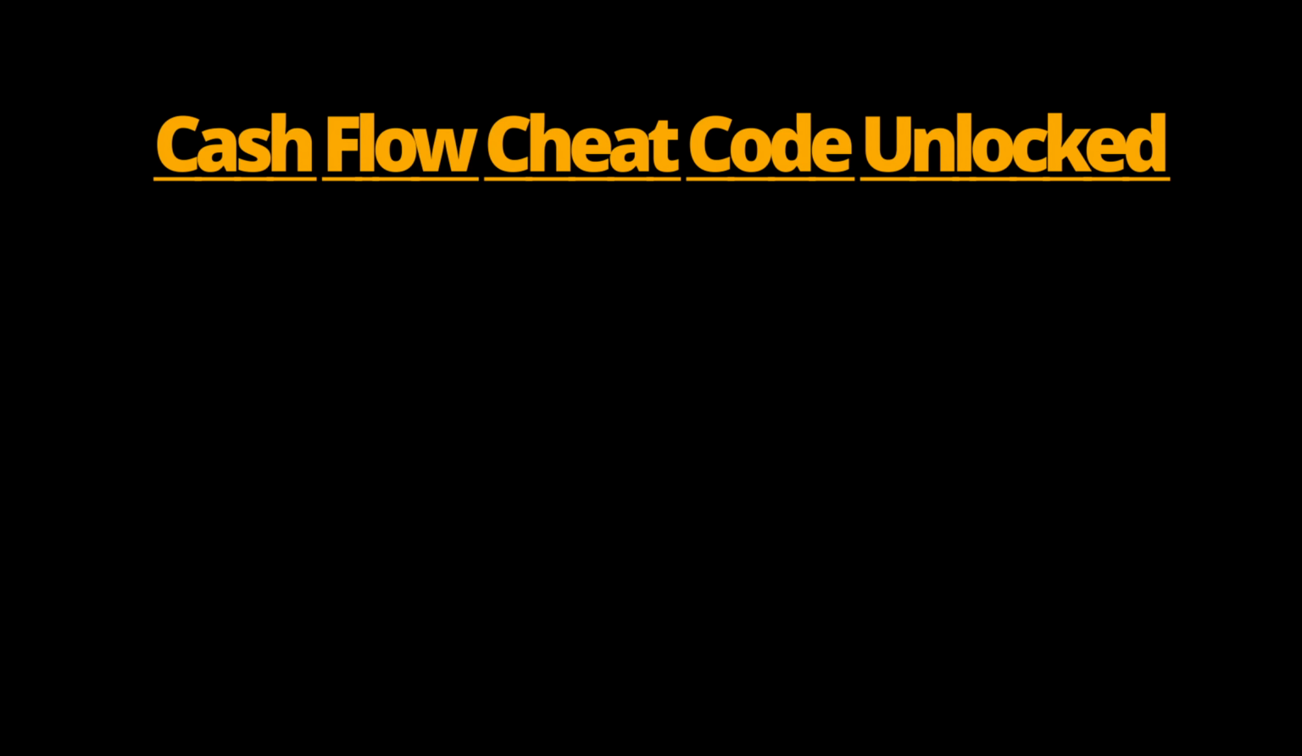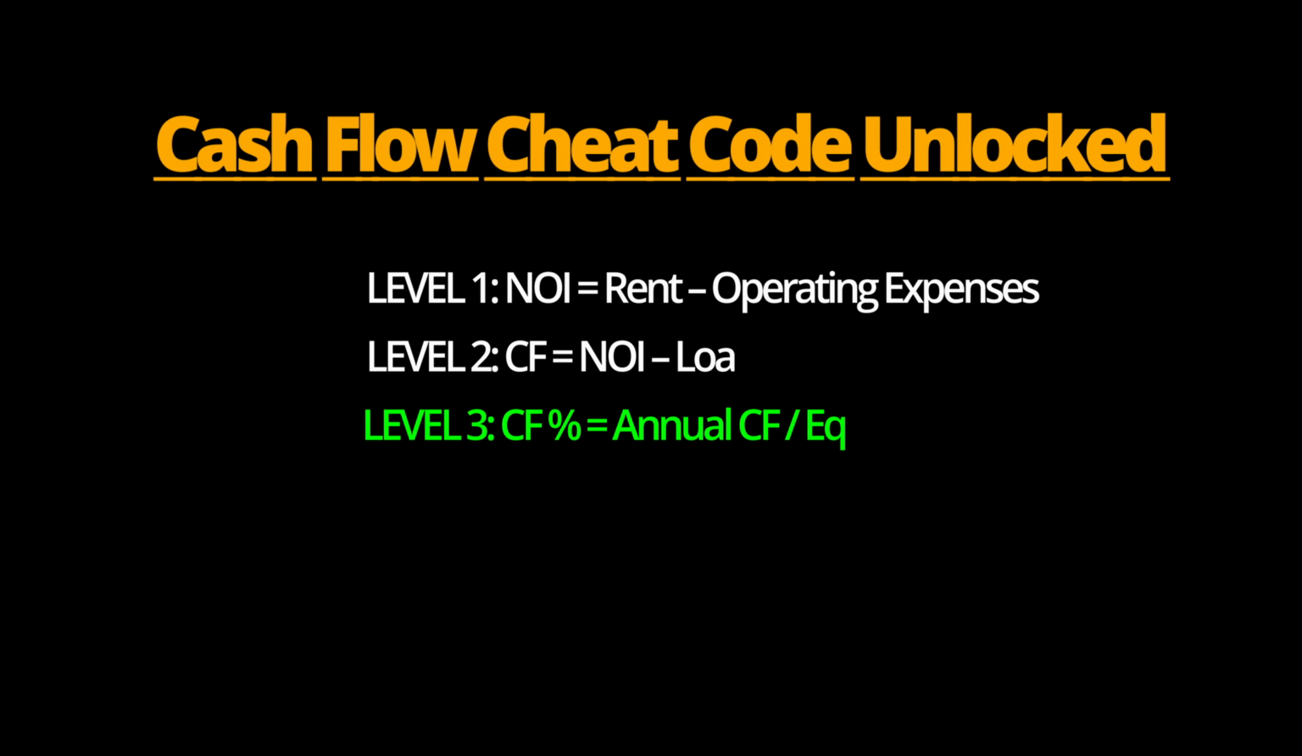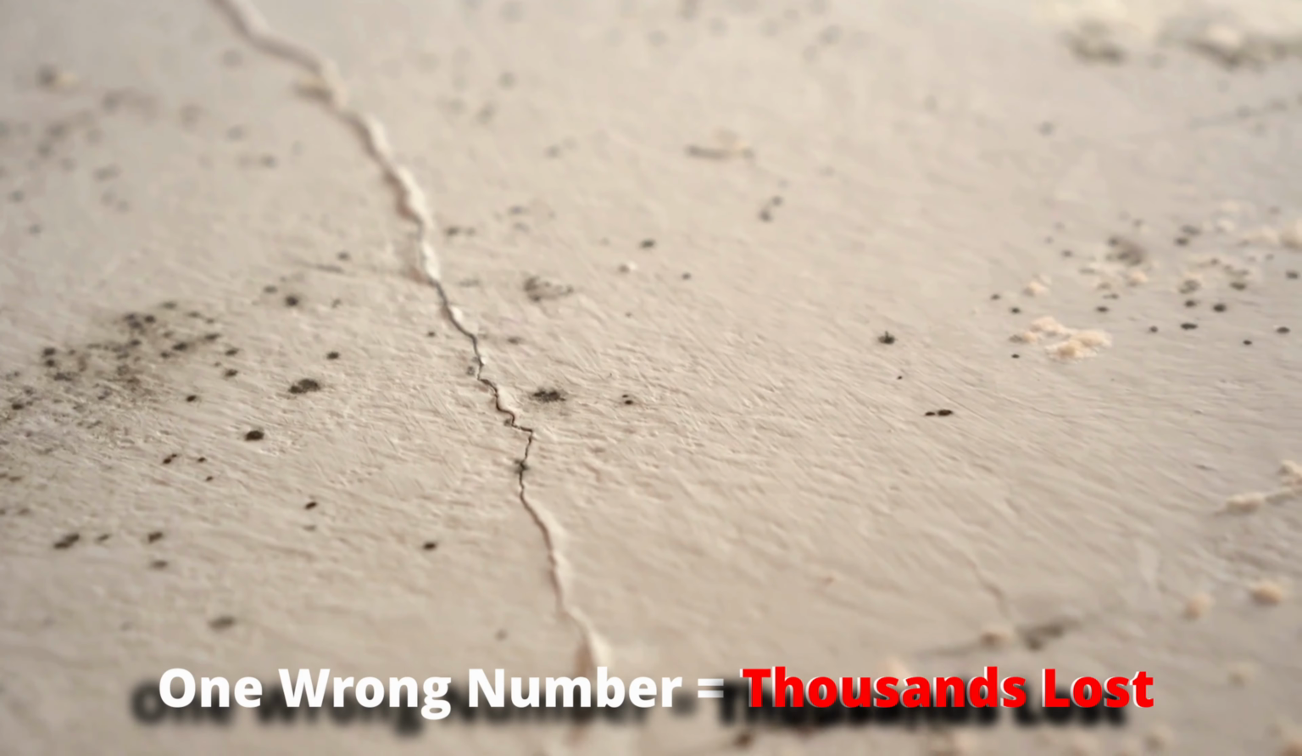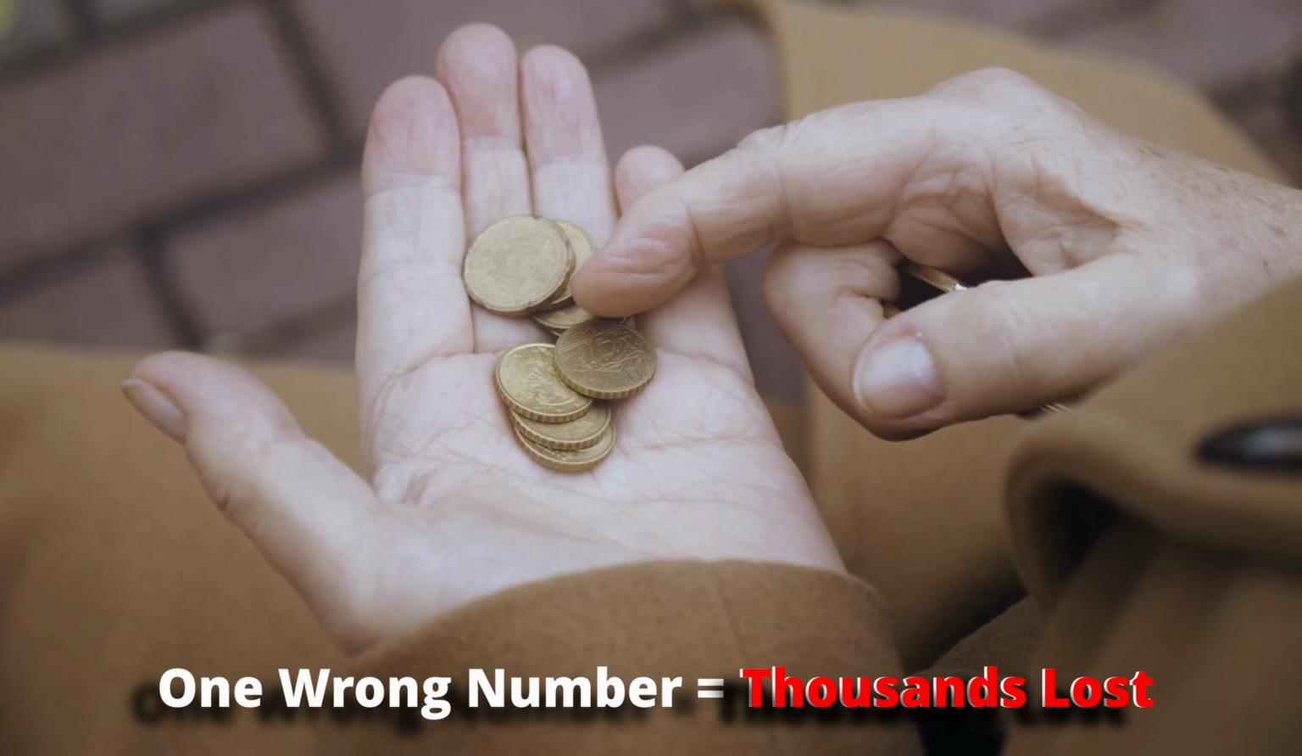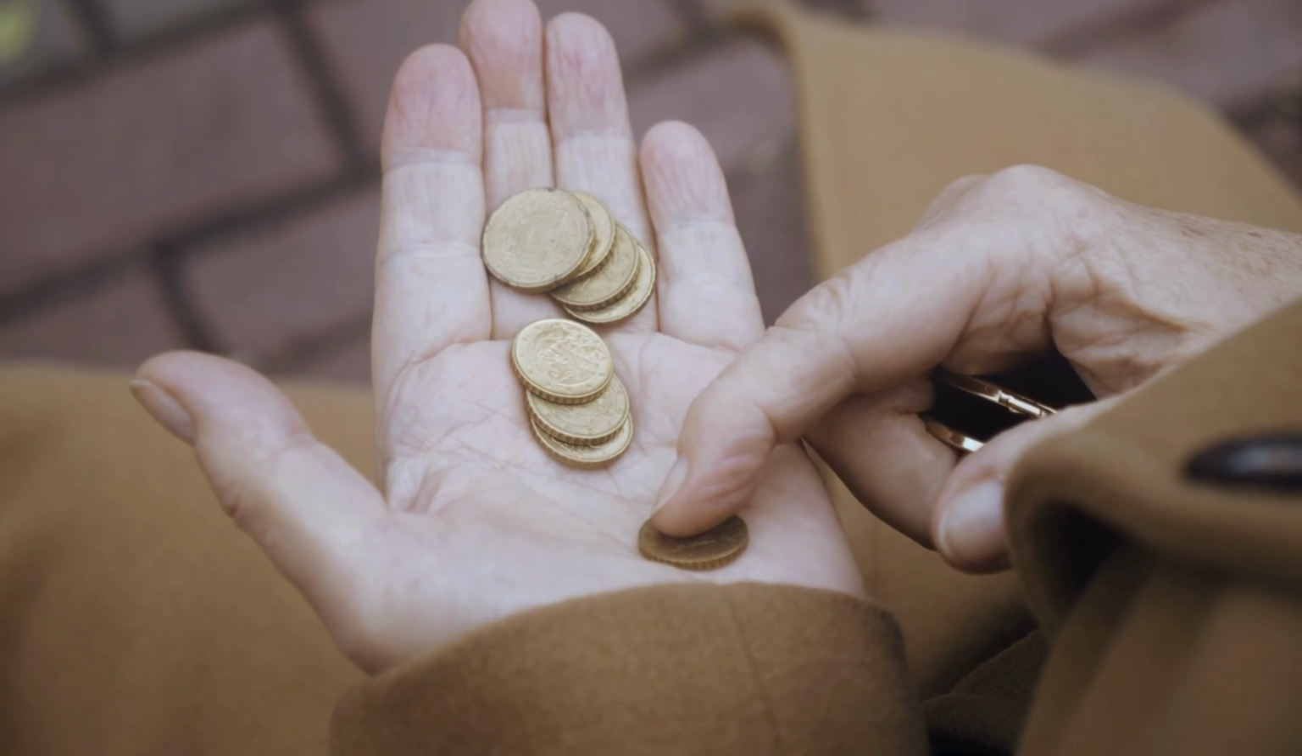Now, let's level this up. Think of it as your cash flow cheat code. What smart investors use to unlock real return, not hype. If you are not playing at level 3, you are not playing to win. But here's the part no one tells you. This one key number and you could be bleeding thousands every single month without you knowing it. Yeah, now imagine doing that for a whole year.